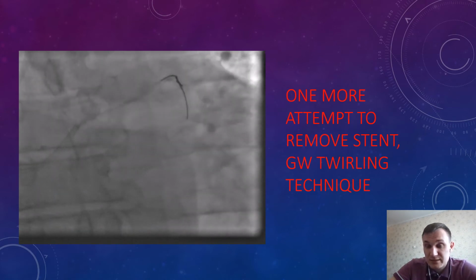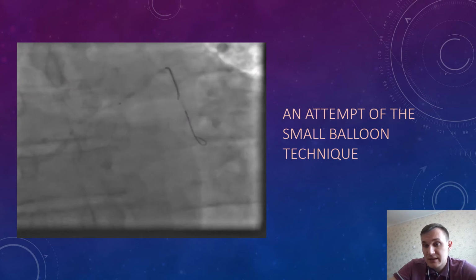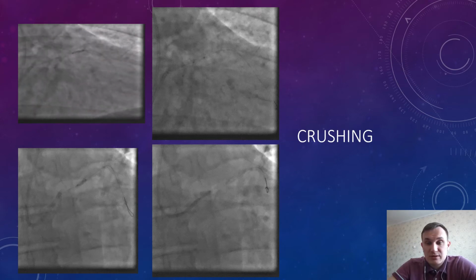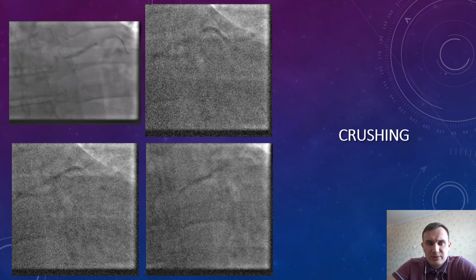Unfortunately, we tried to use a small balloon as well, but it was too long and it couldn't pass through the stent. And we hadn't any other options but crushing, and this situation was possible, I think. And we crossed with the over the wire balloon. It was a 2.0 balloon, and it was inflated in different segments.